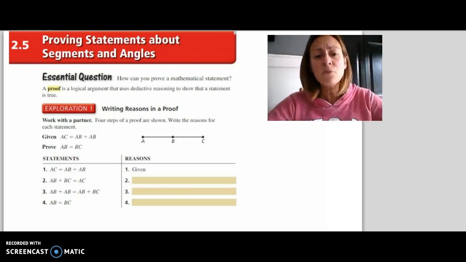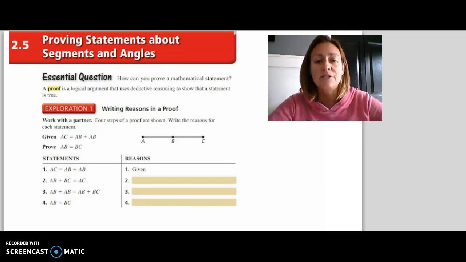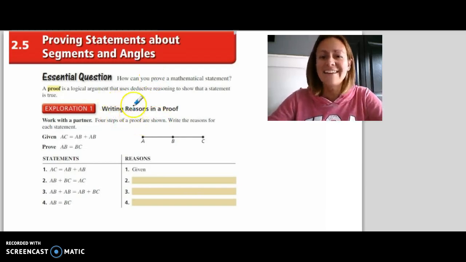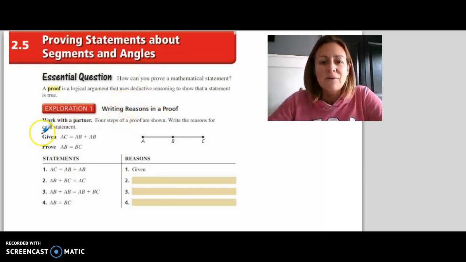So we're going to be proving geometric statements today, and I'm going to start with this example where first of all you'll notice on the screen, and I'm going to use my mouse, my marker, to point things out, that we have been given a diagram with a segment and 3 points, A, B, and C, where clearly B is between A and C.